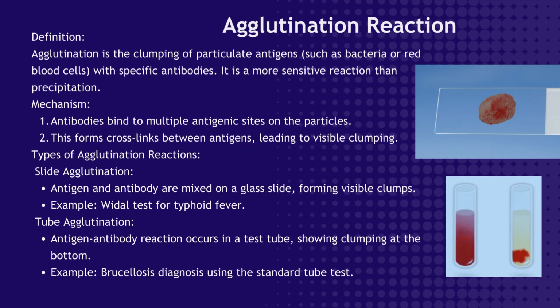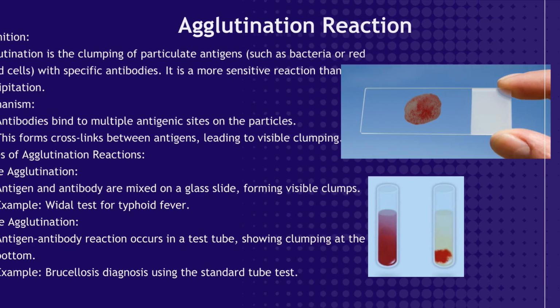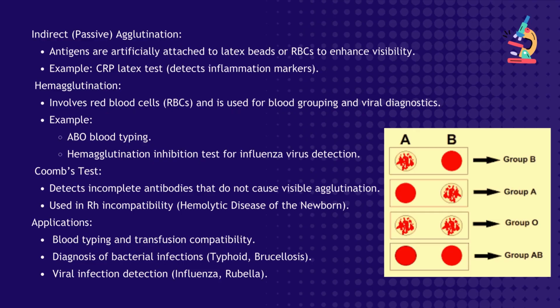Types of agglutination reactions. Slide agglutination: Antigen and antibody are mixed on a glass slide, forming visible clumps. Example: Widal test for typhoid fever. Tube agglutination: Antigen-antibody reaction occurs in a test tube, showing clumping at the bottom. Example: brucellosis diagnosis using the standard tube test. Indirect passive agglutination: Antigens are artificially attached to latex beads or RBCs to enhance visibility. Example: CRP latex test detects inflammation markers.